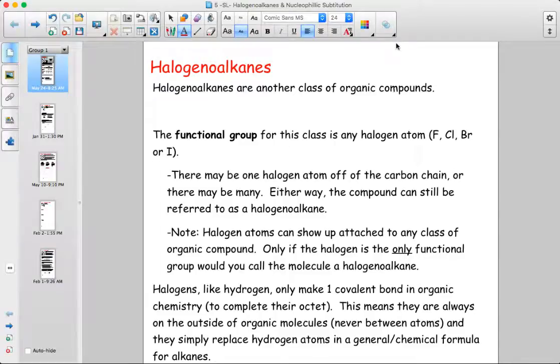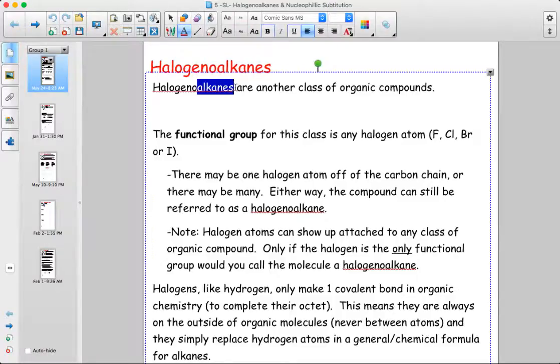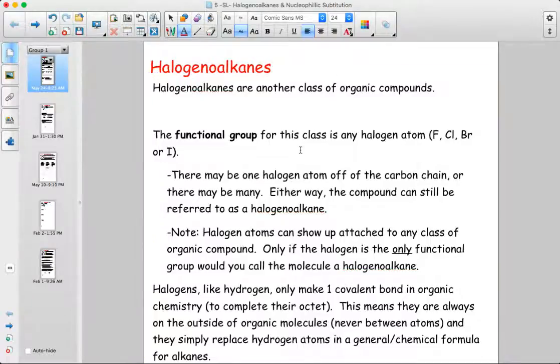Okay, the next class of organic compounds that we're going to talk about are the Halogenoalkanes. As the name might suggest, this class is really just alkanes, but they have one or more halogen atoms attached to them. So the functional group for this class is just a halogen atom. It could be a fluorine atom, a chlorine atom, a bromine atom, or an iodine atom. It also could be more than one of those things.